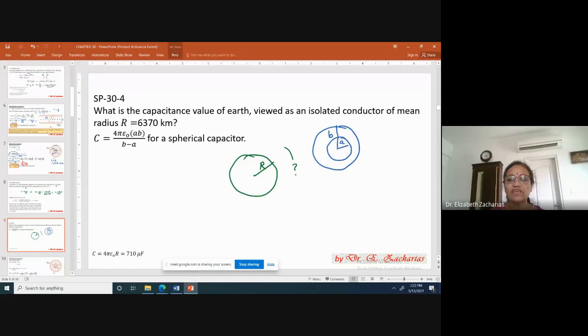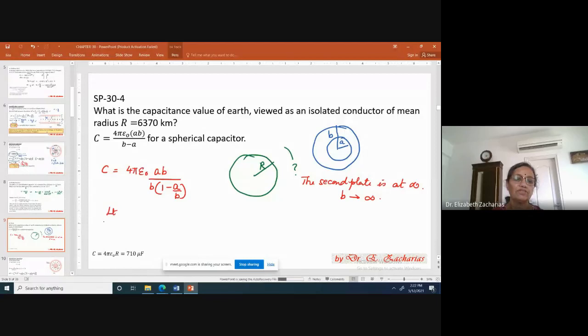Okay, where is the second plate? I'll answer. The second plate is at infinity, or B tends to infinity. This is what you have to remember. So now let us write the formula. C is equal to 4 pi epsilon naught AB divided by, okay, let's take out B, then 1 minus A by B. If I take B common out, then it will be 1 minus A by B. Now put limit B tends to infinity.